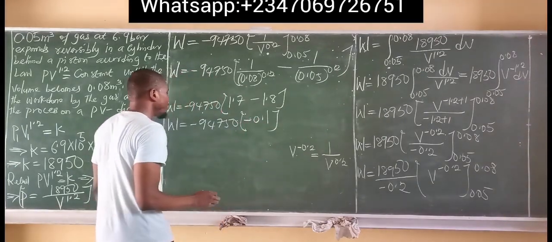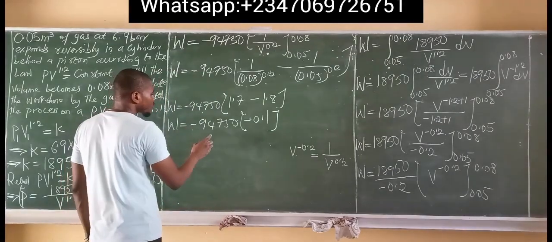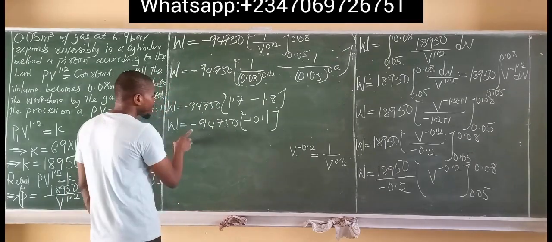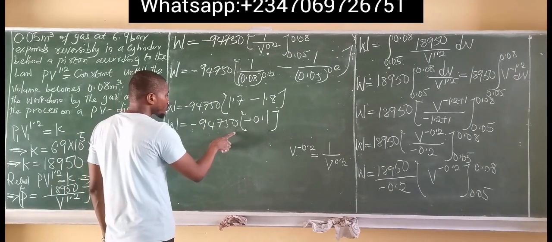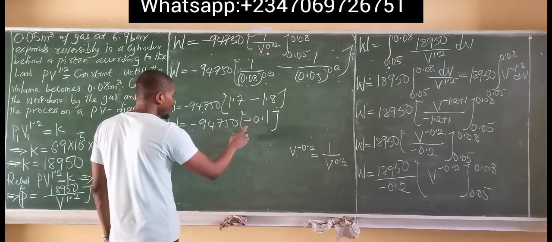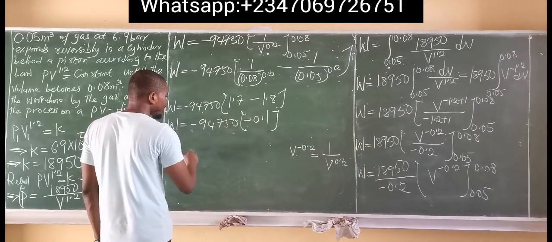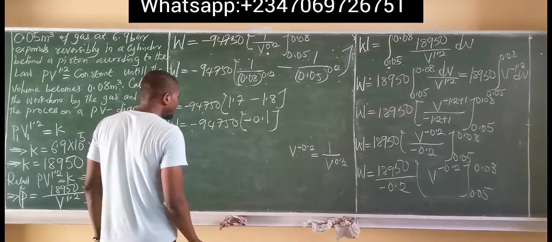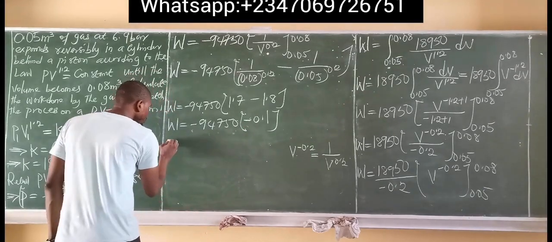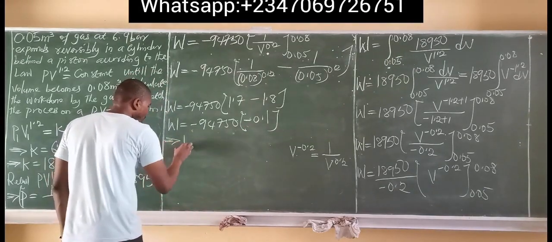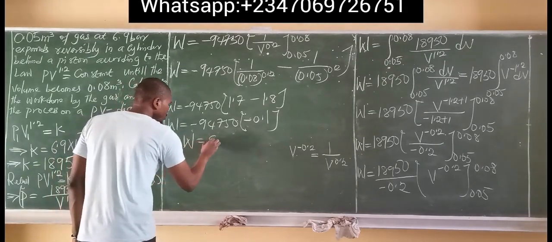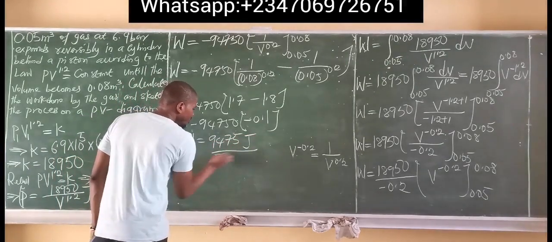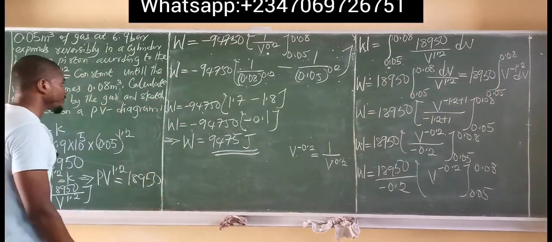So from here, I have negative 94750 multiplied by negative 0.1. Of course, negative times negative becomes plus. I have 94750 multiplied by 0.1, and that simply gives me 9475. So this simply implies that the work done is equal to 9475 joules. So this becomes the value of the work done.